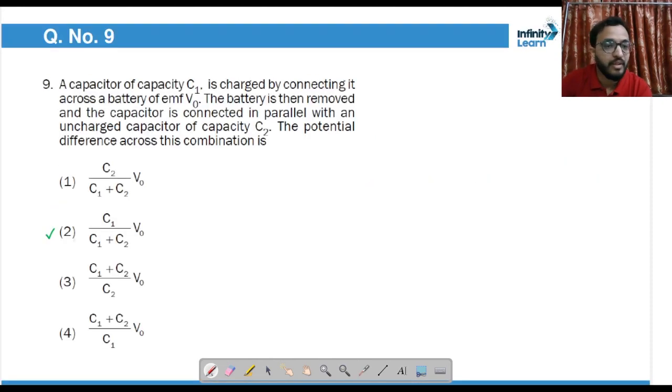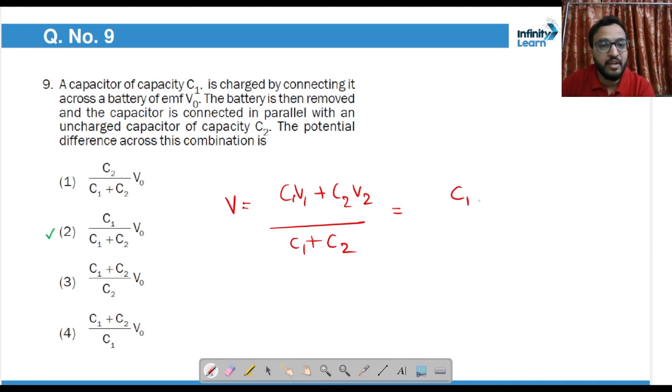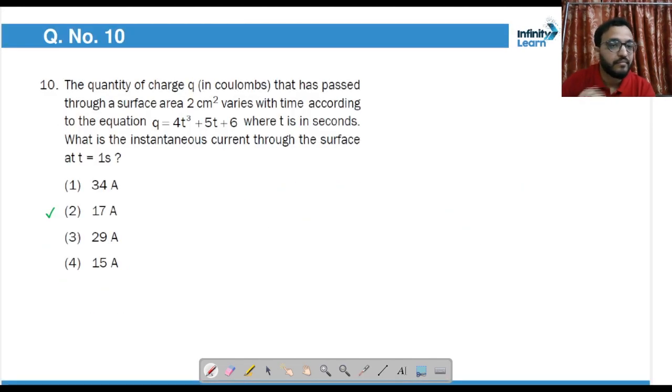Okay, question number 9. We know what is the formula of common potential: C1 V1 plus C2 V2 upon C1 plus C2. Now you tell me, what is C1, what is V1, what is V2? 0. So which option is correct? C1 V0 upon C1 plus C2. Second option is correct.